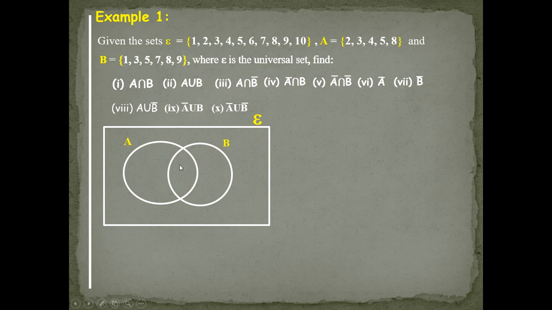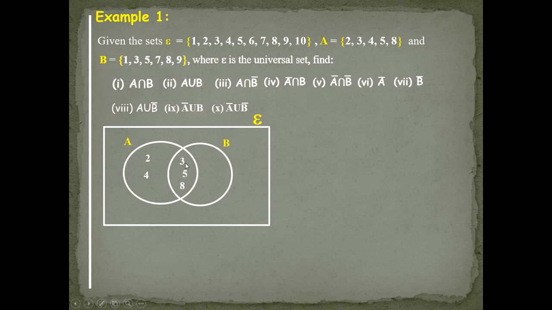So these elements we shall include them here. So that is 3, 5 and 8. Now which elements shall we include in this region? I'll go back to set A. I've already included 3, 5 and 8. They're already here. So the remaining elements are 2 and 4. So we shall include them there. 2 and then 4.